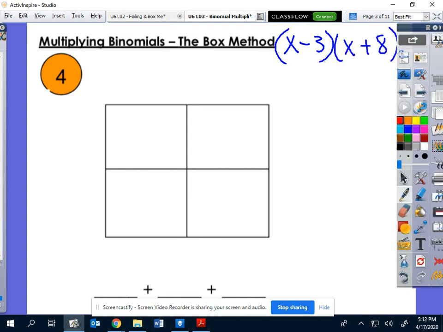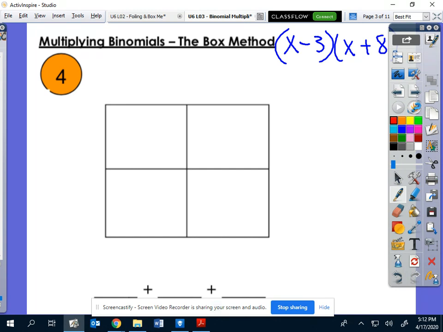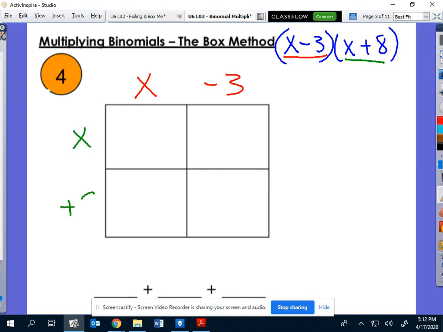So what we do is we take the first binomial and we write it in the 2 columns. So x in the first column and negative 3 in the second column. And then you take the second binomial and you write it in the 2 rows. Now notice I put the plus sign in front of the 8, not between the x and the 8. That's important.